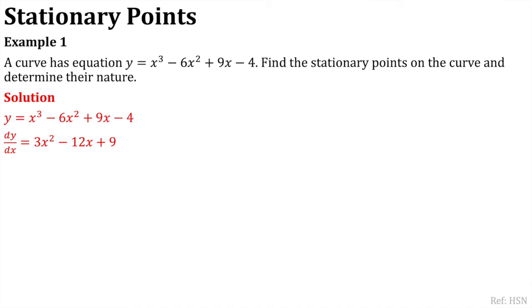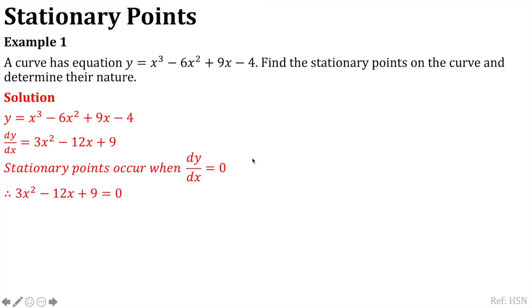Now, we know that if we have stationary points from the previous slides, the gradient of the tangent at stationary points is 0. So we know that stationary points occur when dy by dx is equal to 0. Now this statement is very important. You must write this every time you answer a stationary points question. So that means that if dy by dx is equal to 3x squared minus 12x plus 9 and dy by dx is equal to 0, then this expression, 3x squared minus 12x plus 9, must be equal to 0 as well.